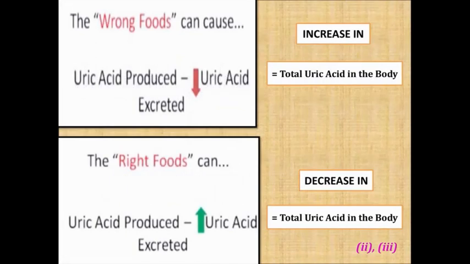So we can come to the conclusion like this: the wrong foods can cause increased uric acid production and decreased uric acid excretion, which will increase the total uric acid in the body, and the right foods will increase the excretion of uric acid, which will decrease the total uric acid in the body, which is good for us.